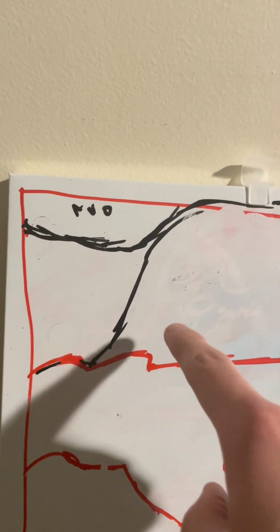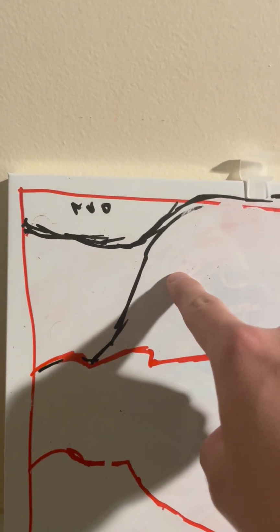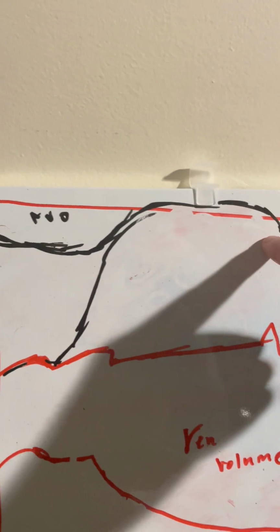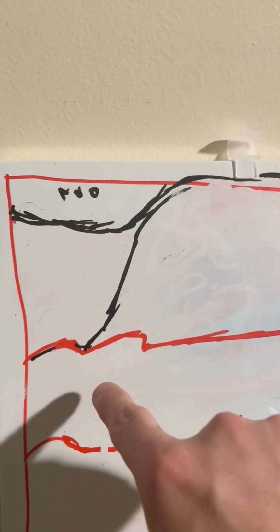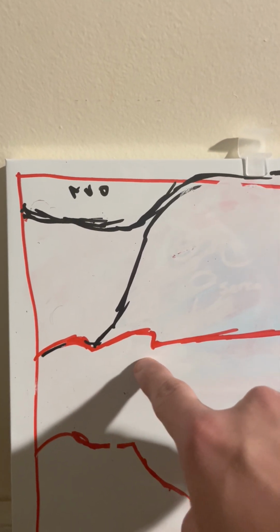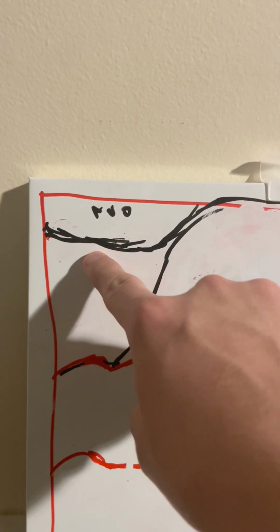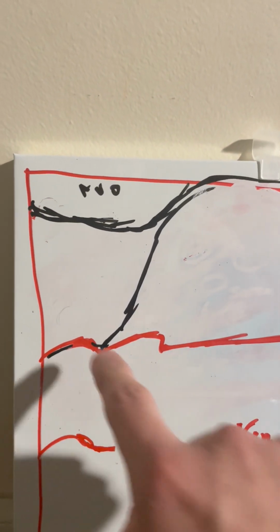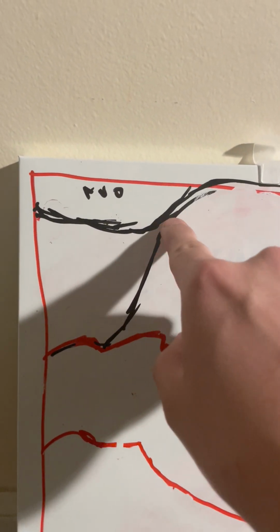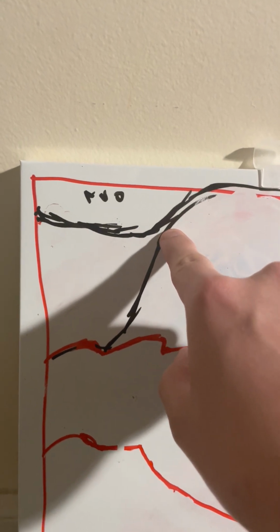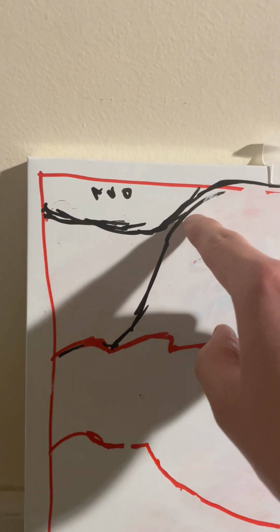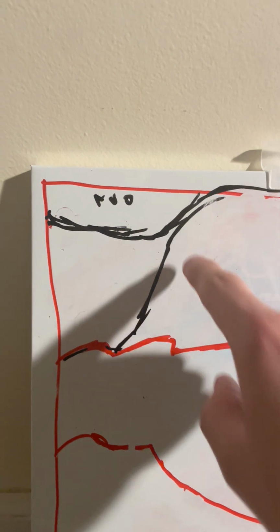As far as pressure goes, we are going to have ventricular pressure here, this black line that goes up and down. We're going to have atrial pressure here, and then we're going to have aortic pressure here. So right here and right here, we're going to have valves, mitral valve, aortic valve.